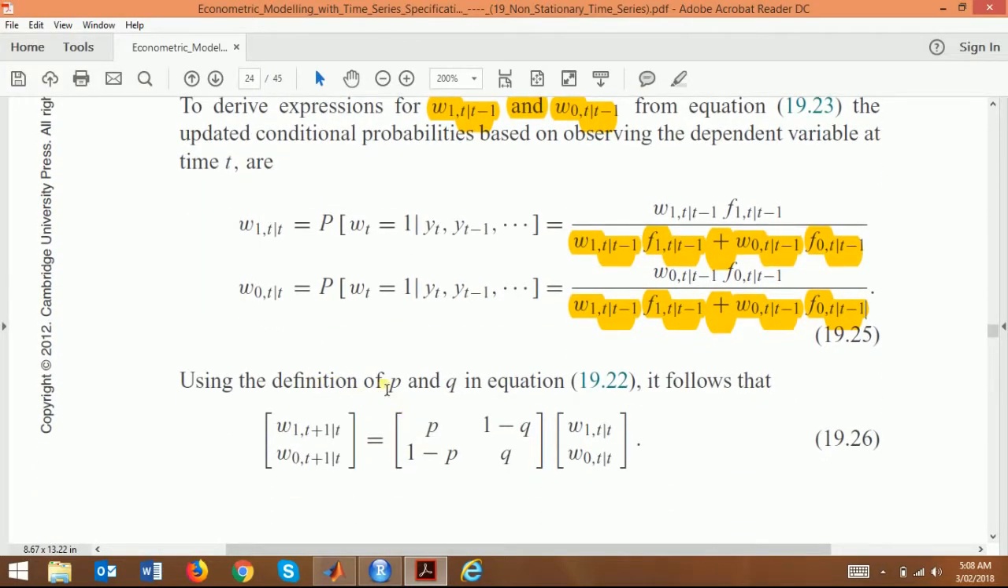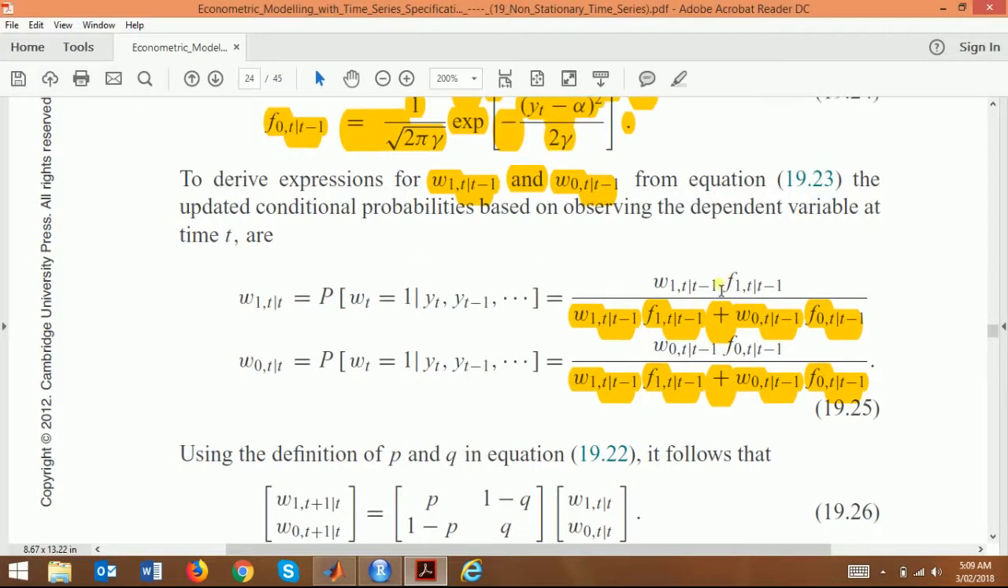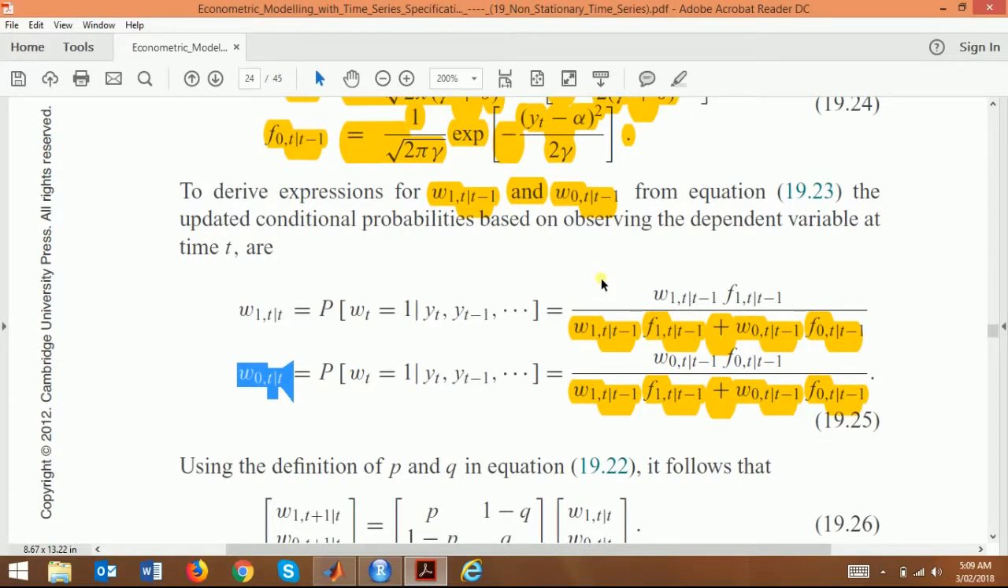Using the definition of P and Q in equation 19.22, it follows that we can write the omegas, the moving forward of omegas, with P, Q, 1 minus Q, 1 minus P. So this is the matrix where the off-diagonal elements are 1 minus Q or 1 minus P, and the diagonal elements are P and Q. There is just one question hovering over my mind: only if I have values of omega on lag terms, lagged omegas, then it will help me find out the current omegas. That's all. So we have different functions, and now we have to specify omegas from lagged omegas.